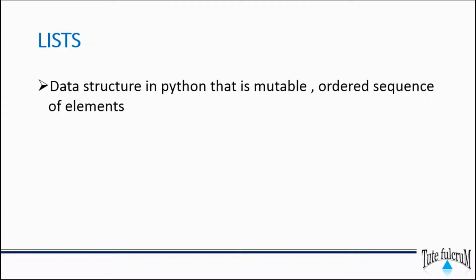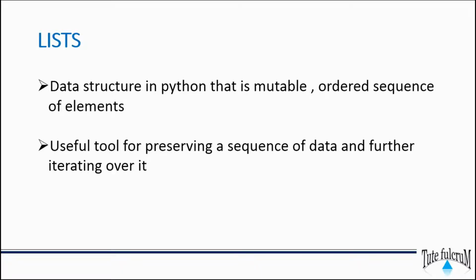The elements in a list are indexed according to a definite sequence and the indexing of a list is done with 0 being the first index. Each element in the list has its definite place in the list, which allows duplicating of elements in the list, with each element having its own distinct place and credibility. Lists are a useful tool for preserving a sequence of data and further iterating over it.